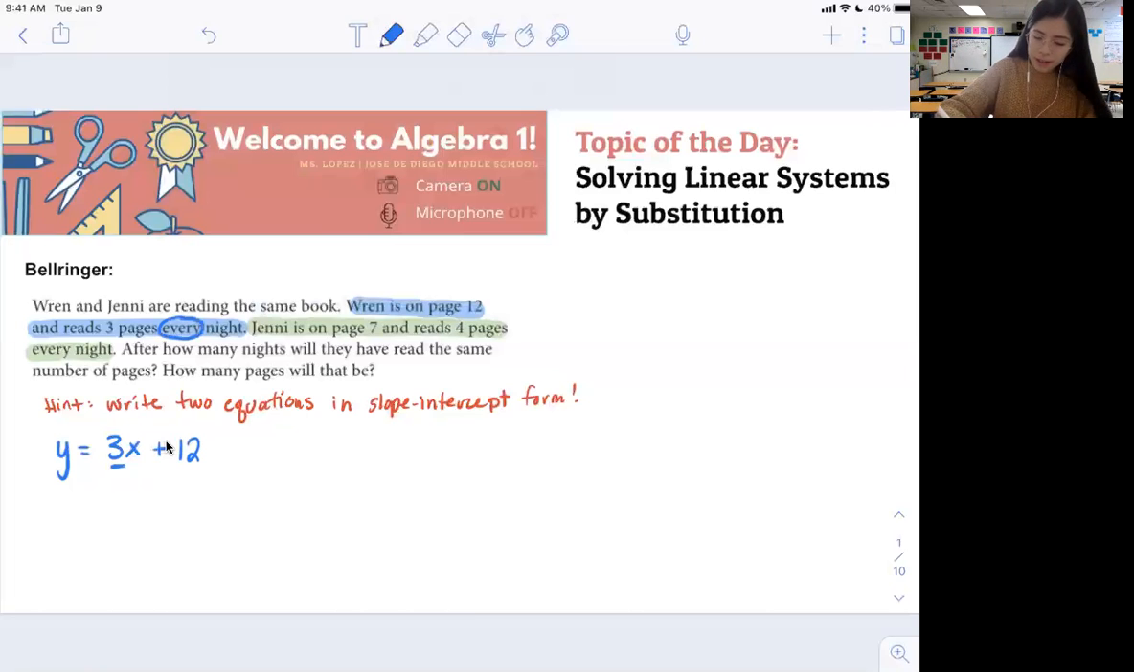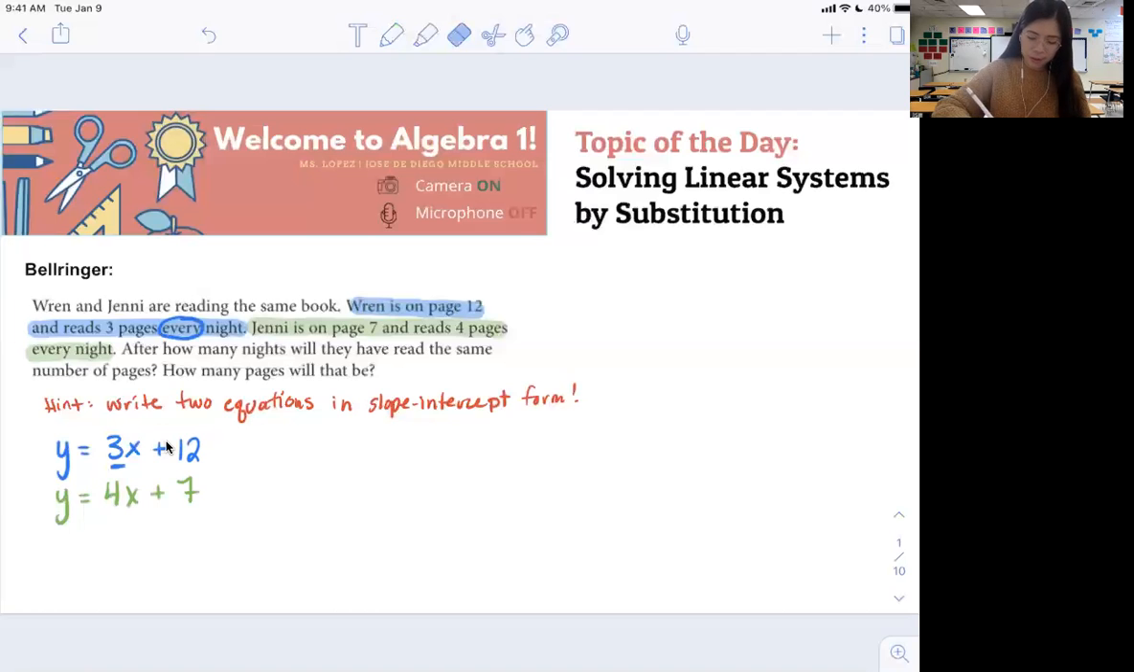And so for my green equation, it's going to be pretty similar. What's that going to be? 7 and 4x plus 7. Yeah, good. Good job, guys. 4x plus 7. Okay, cool.